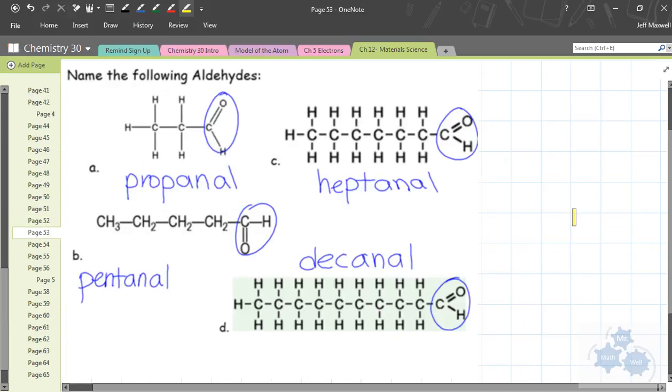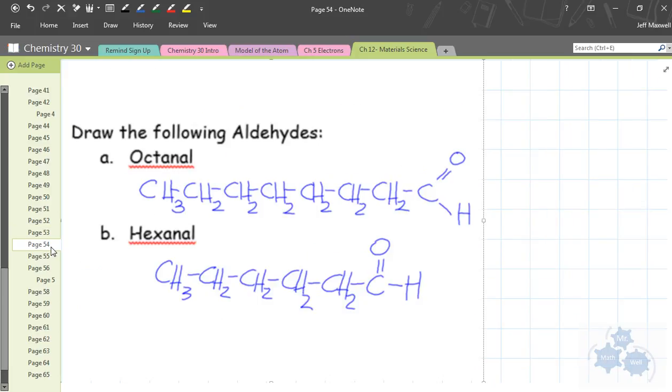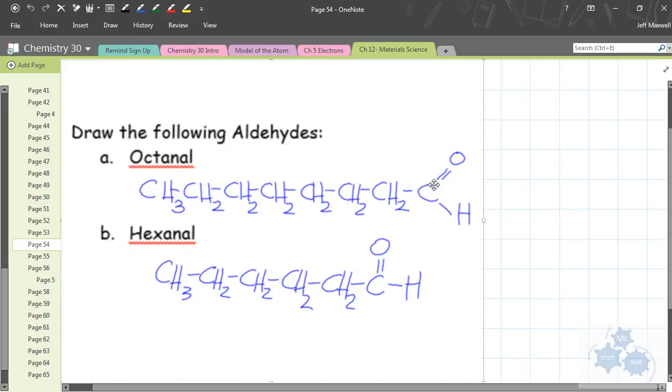So in naming aldehydes, it's pretty straightforward. Here's an example of 4 aldehydes. You just copy out the structures and the names. Of course, 1, 2, 3 carbons, prop, right? Propane. If you have an aldehyde functional group at the end, it's propanal. Okay, so if you were to draw these aldehydes, octanal and hexanal, of course this is what they would look like. The aldehyde group is always at the end, and you just count the number of carbons in the chain. And there you have it like that.